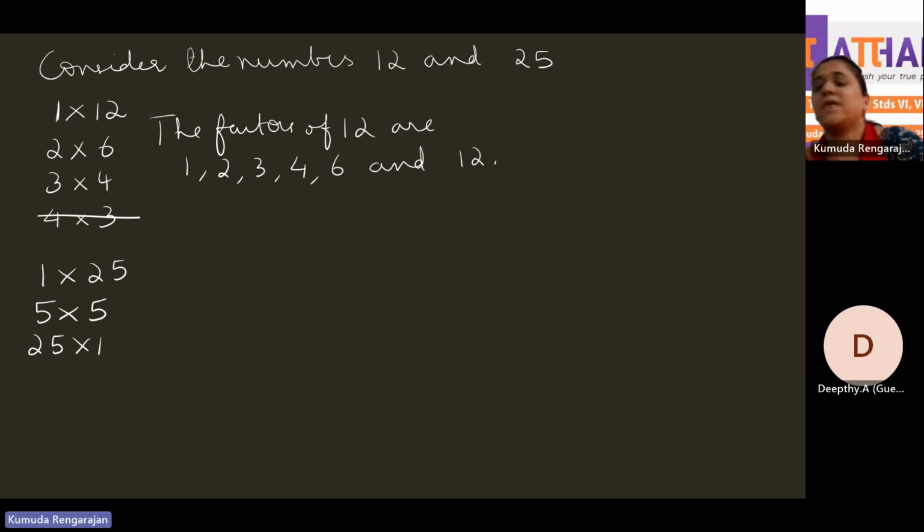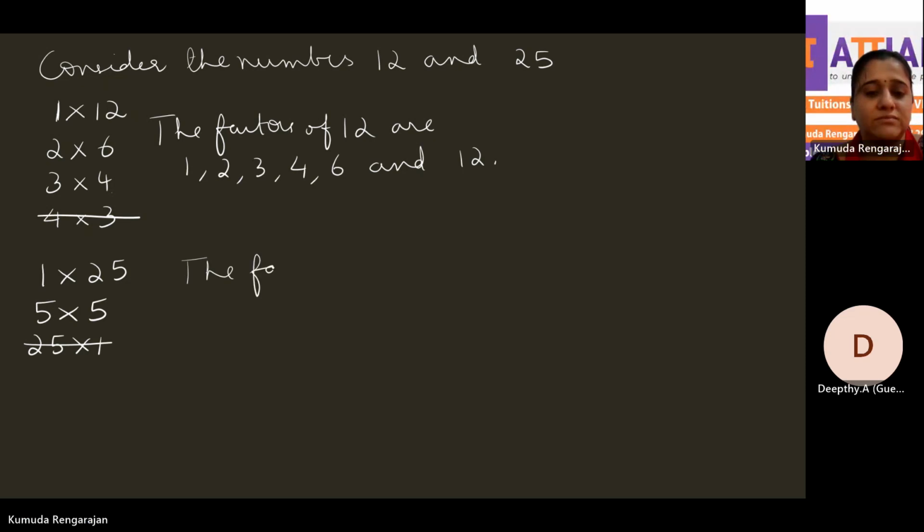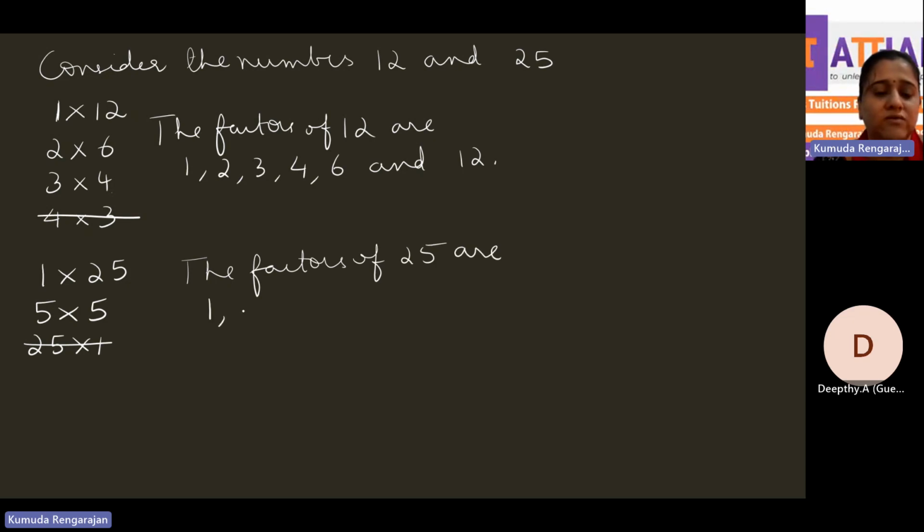Am I clear, children? Now for 25, 1 into 25, then 5 into 5. 25 does not happen in any other multiplication table. So you will finally get 25 ones are 25. So now cross this, because 1 into 25, 25 into 1. So the factors of 25 are 1, 5, and 25. Okay. So now what are the common factors of 12 and 25?